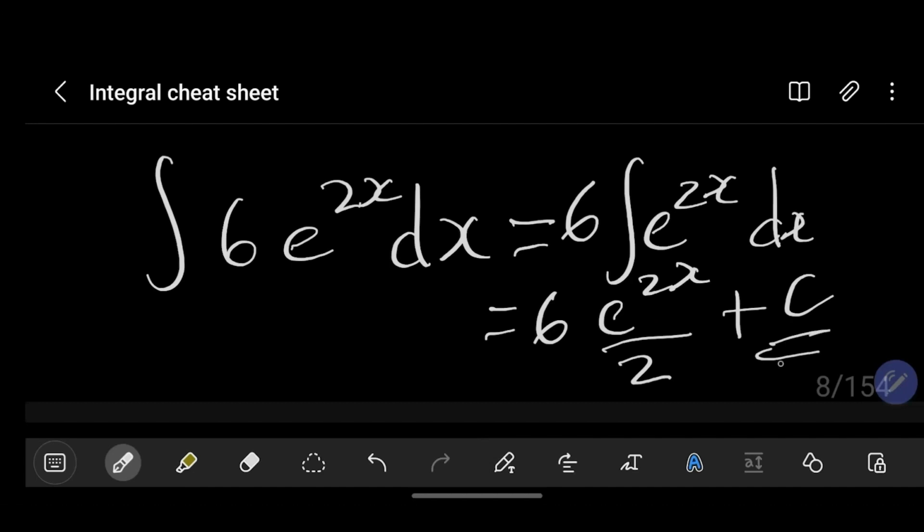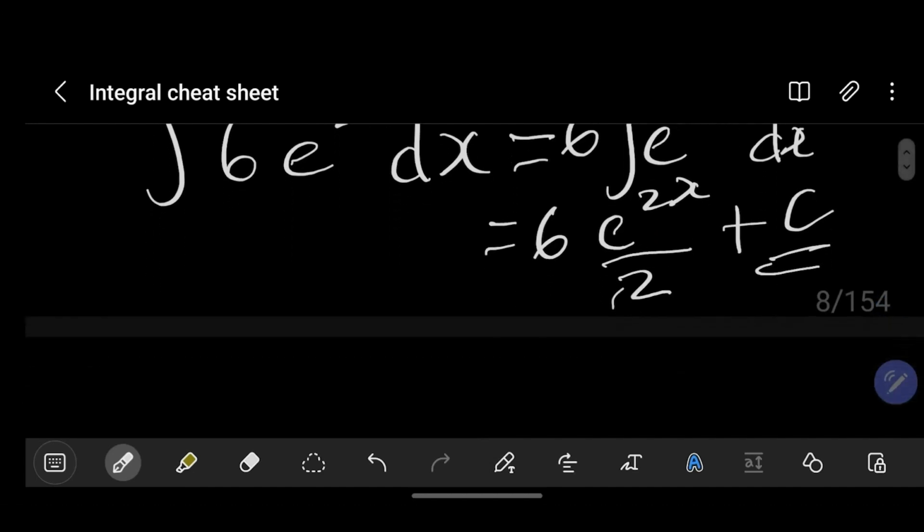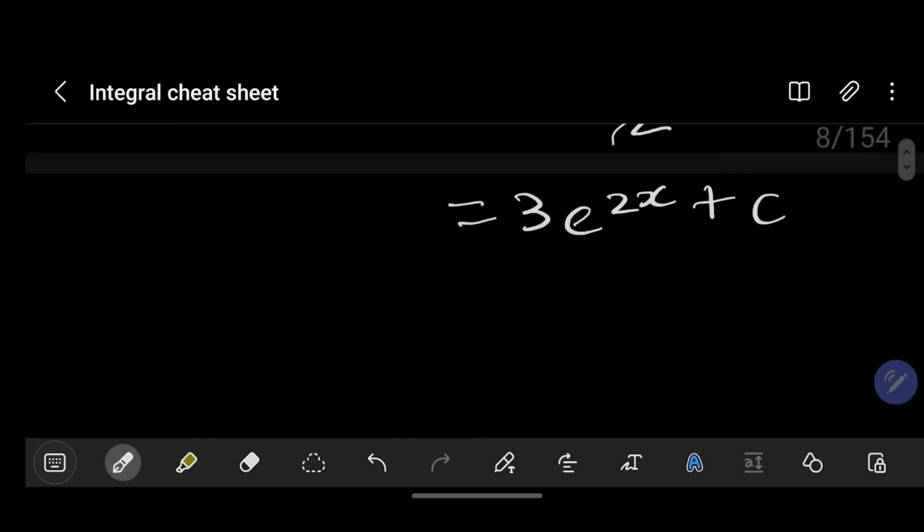Don't forget the c. However, are we done? No. Let's simplify. So we have 2 going into the 6, and that's going to give us 3 e to the 2x plus c. Quite awesome, right? So let's look at another example.